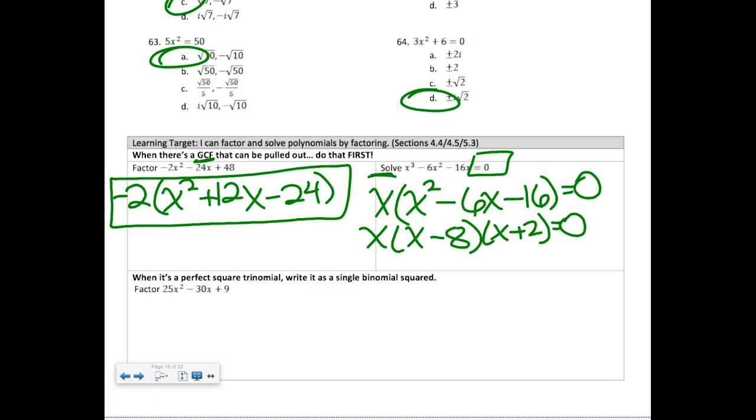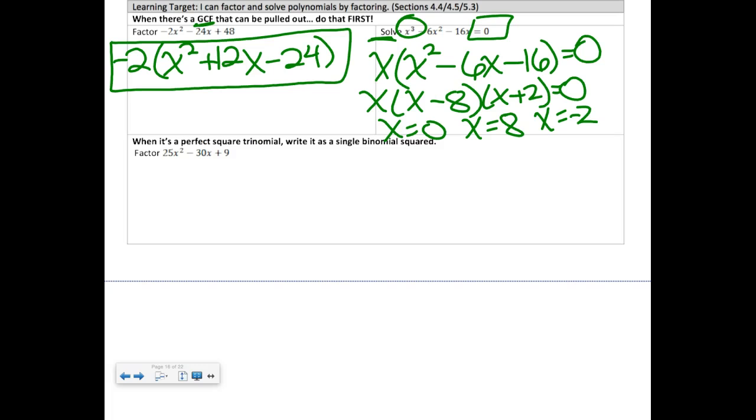Okay. Now, how many answers are we about to get? 3. Should we get 3 answers? Yeah, we have x to the third up here, so I know I should have 3 answers. This x chilling out front, what does that always equal? 0. Okay, so this one equals 0. Reminder, you just flip the sign, so this x is going to equal positive 8, and this x is going to equal negative 2. Okay, that's our first type of factoring, GCF. Factor if you can factor. Can we handle it? Okay.